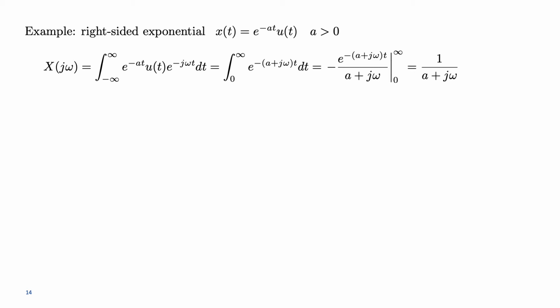Okay, let's calculate its Fourier transform with the formula. So by applying the formula, we have that X of j omega is the integral of our signal e to the minus at u of t times e to the minus j omega t dt. Of course, because of the presence of the Heaviside function, this integral effectively runs between 0 and plus infinity. Okay? We therefore get to a very simple integral which we know how to solve. And the result of the integral, after a couple of steps, is 1 over a plus j omega.